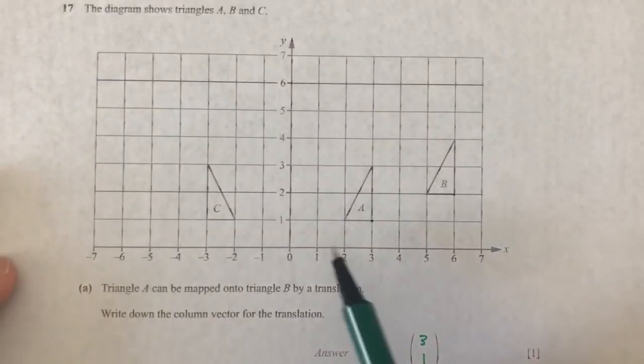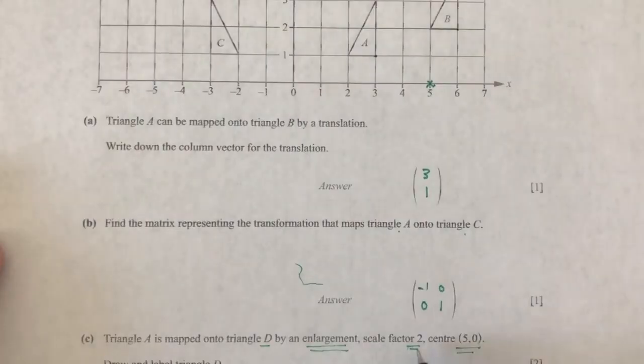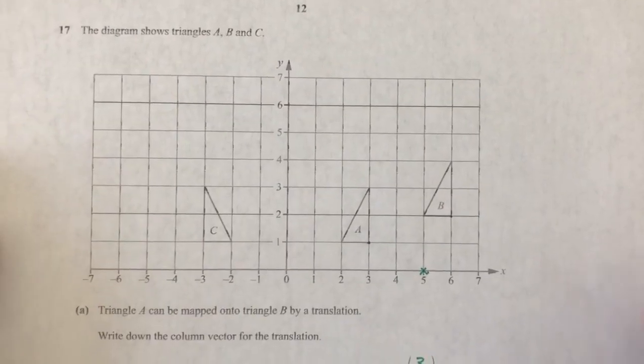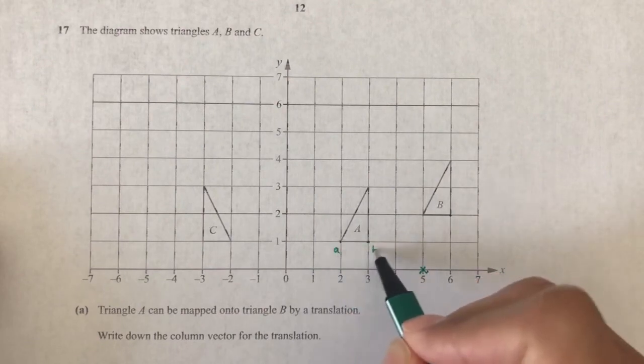Center 5 will be (5, 0). That's our center. And the scale factor is 2, and it will be an enlargement. So the first thing we can do is label the points. This is the point A, B, and C.